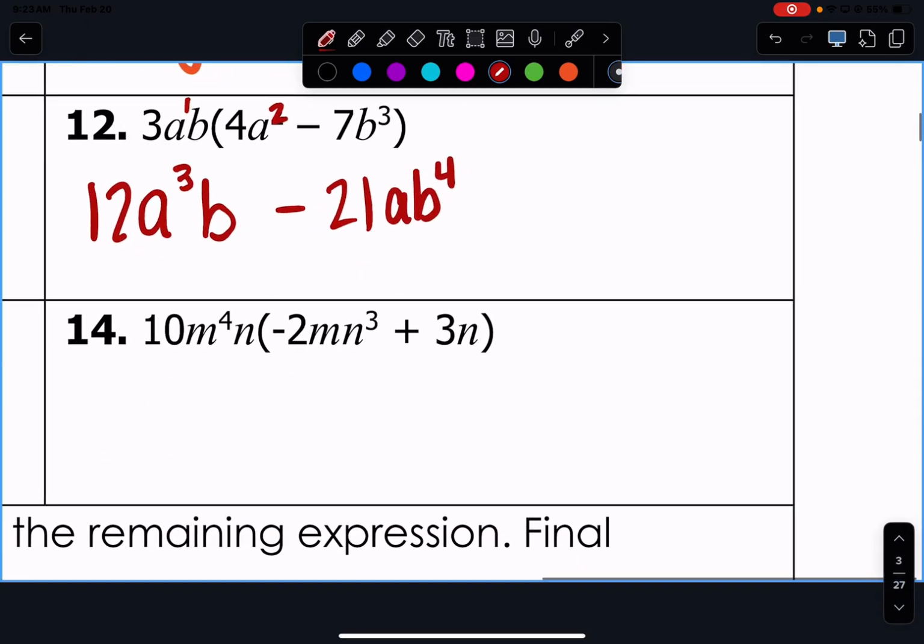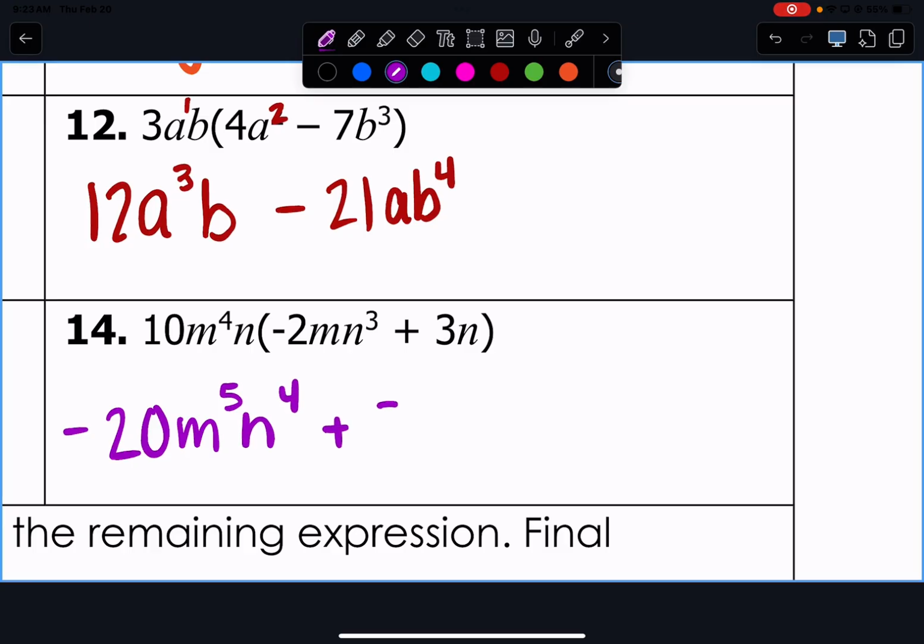All right, for number 14. So negative 20m to the 5th n to the 4th plus 30m to the 4th n to the 2nd. Period, guys. That is how we do it.